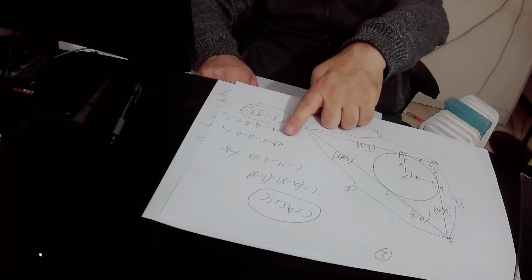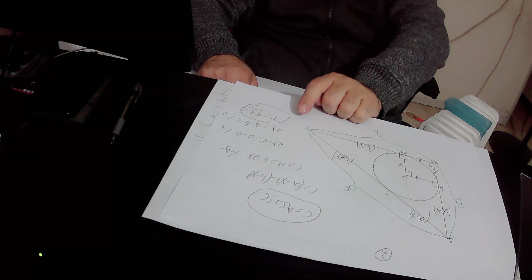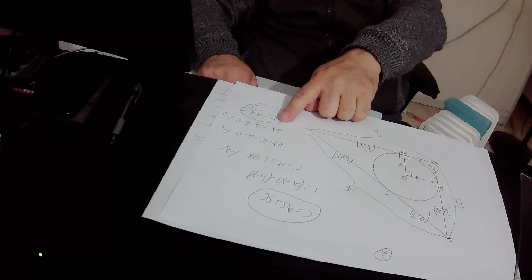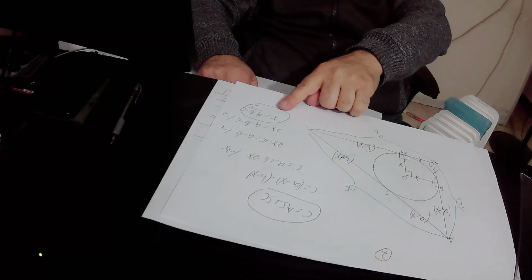We added 2X to this equation and found out that 2X plus C equals A plus B. We subtracted C from this equation and found out that 2X equals A plus B minus C. We divided this equation by 2 and finally found out that X equals A plus B minus C over 2.